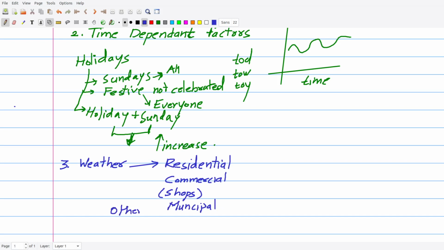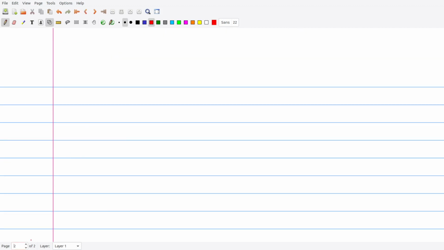Other types of loads. This weather will not affect your what? Industrial load. Getting the thing? So how weather affects your residential load and all, we'll see. To understand this, it is necessary to choose proper weather factors and model their effects. So we have to model all the effects we see on the power consumption. So we'll first write down what the effects are.